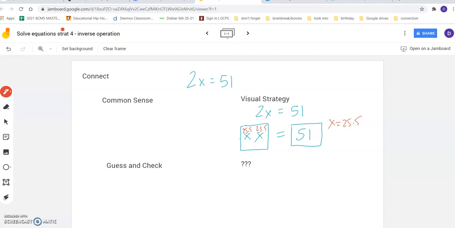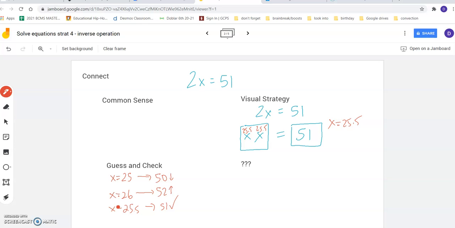And then we third learned the guess and check strategy. Guess and check is kind of hard to do when you already know the answer, like I just did, but just to pretend, I would just guess and say, well, I know if x equals 25, 2 times 25 is 50. That's close, but it's too low. If x is 26, that would give me 52. That's too high. So then I might try something in between, like 25 and a half, and get it. So those are the strategies we used so far. And I have one strategy left to teach you.